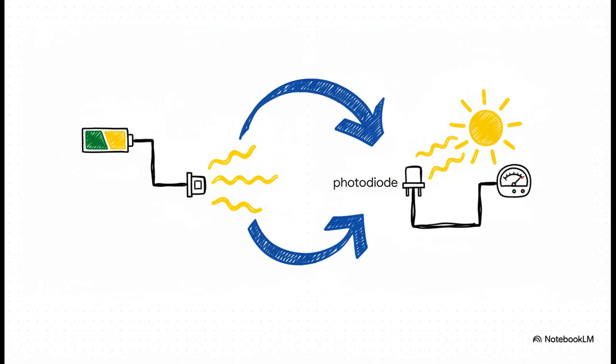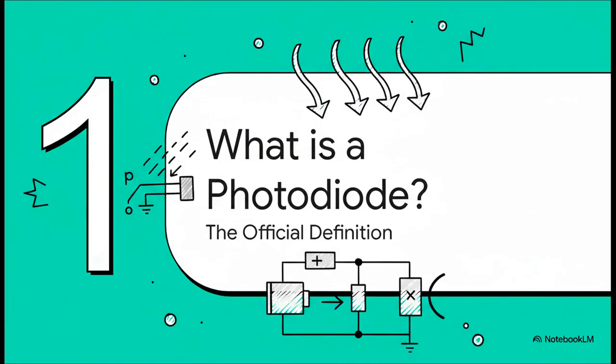You've got your LED turning electricity into light. And then you have its mirror image, the photodiode, which takes light and turns it into electricity. And that's exactly what we're going to dive into today. All right, let's get right to it.